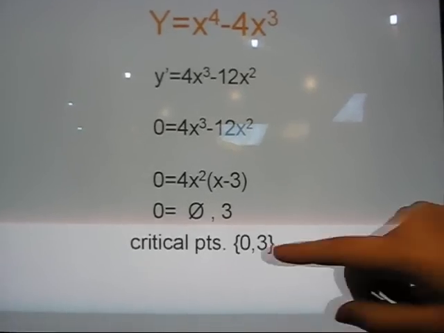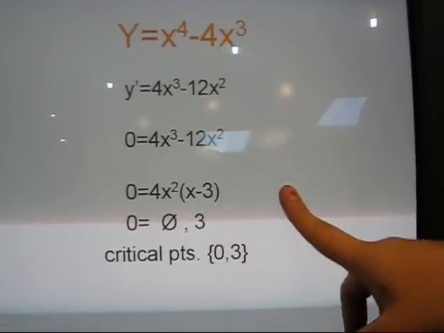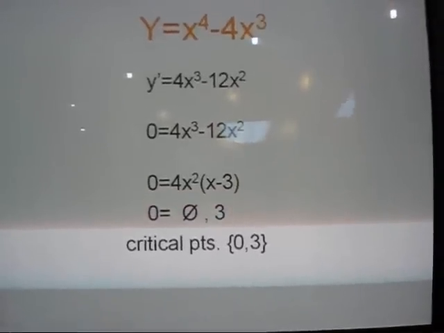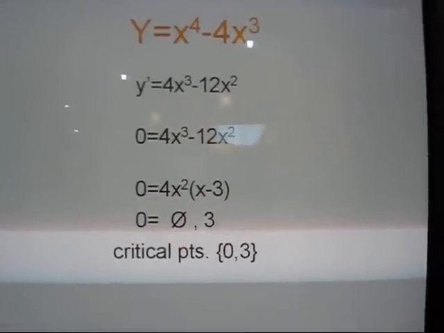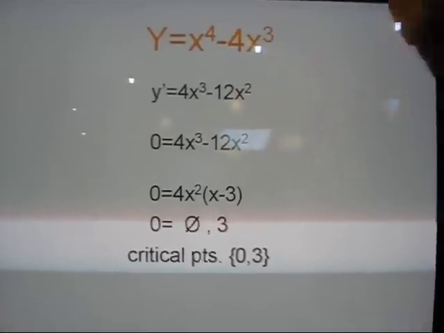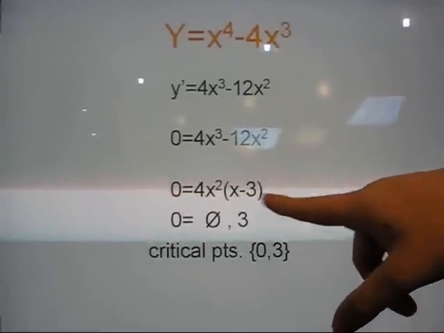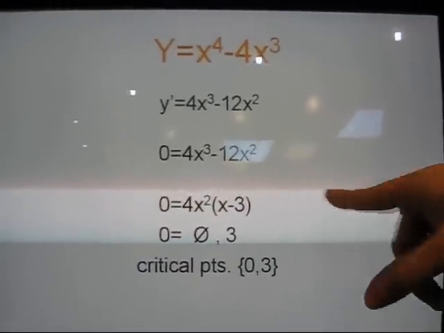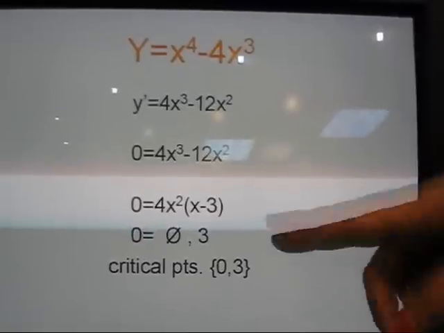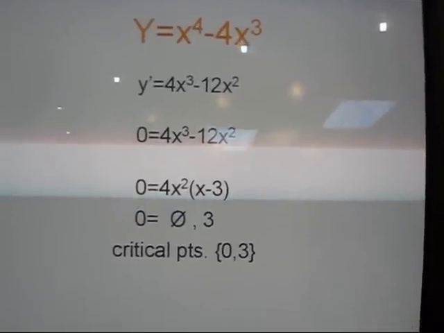Once you do that, you factor out the 4x squared, so it would be 4x squared times x minus 3. The 4x squared is equal to 0, and for the other factor, you just add 3 to both sides: x minus 3 equals 0, so x equals 3. When you do that, you would get 0. So 0 and 3 would be your critical points.